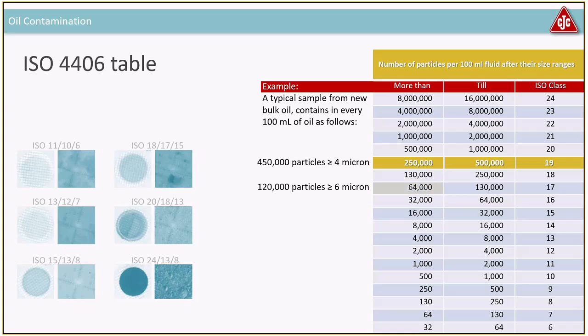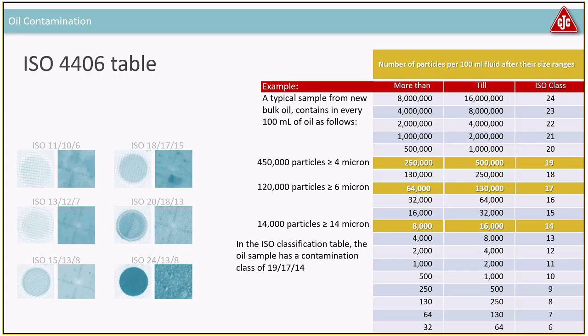As an example, this is new oil from a drum, and we count the particles: 450,000 particles bigger than or equal to 4 micron, 120,000 bigger than or equal to 6 micron, and 14,000 bigger than or equal to 14 micron. Instead of saying all this, I can move the numbers into this table. 450,000 is between 250,000 and 500,000. That gives me a class 19. 120,000 is between 64,000 and 130,000. That is a class 17. 14,000 is between 8,000 and 16,000. So that's a class 14.